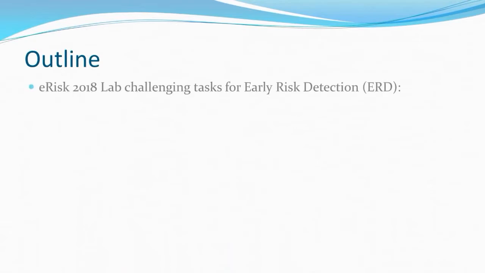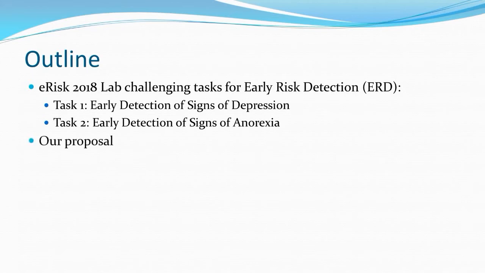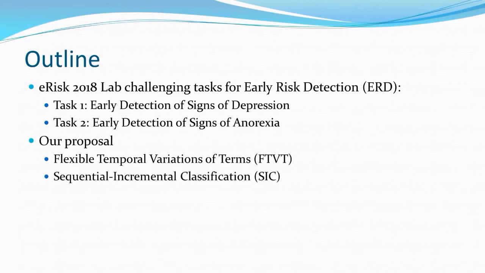We are going to present our proposals for both tasks of the eRisk 2018 Lab Challenge for early risk detection, which are early detection of signs of depression and early detection of signs of anorexia. Namely, we are going to briefly describe two methods that we have called flexible temporal variation of terms, or FTVT for short, and sequential incremental classification, or SIC for short.